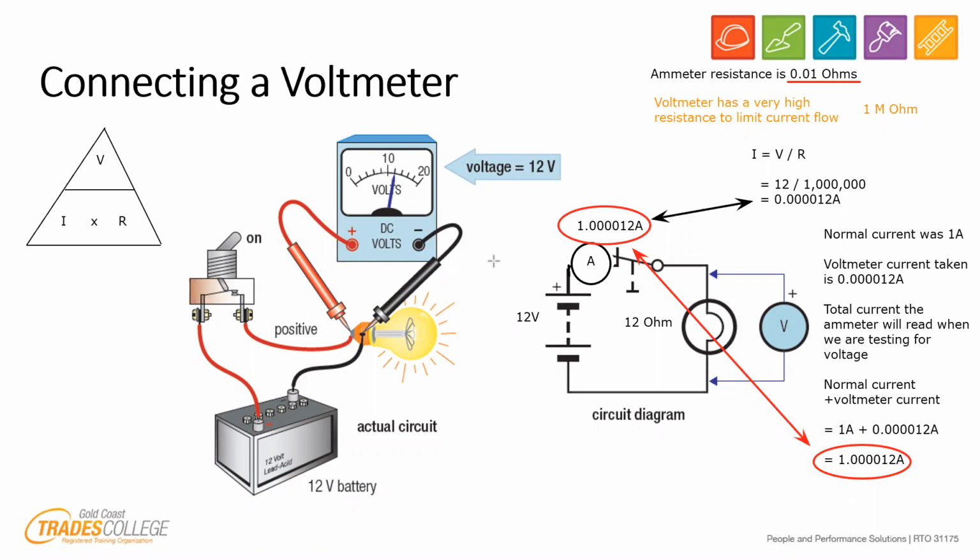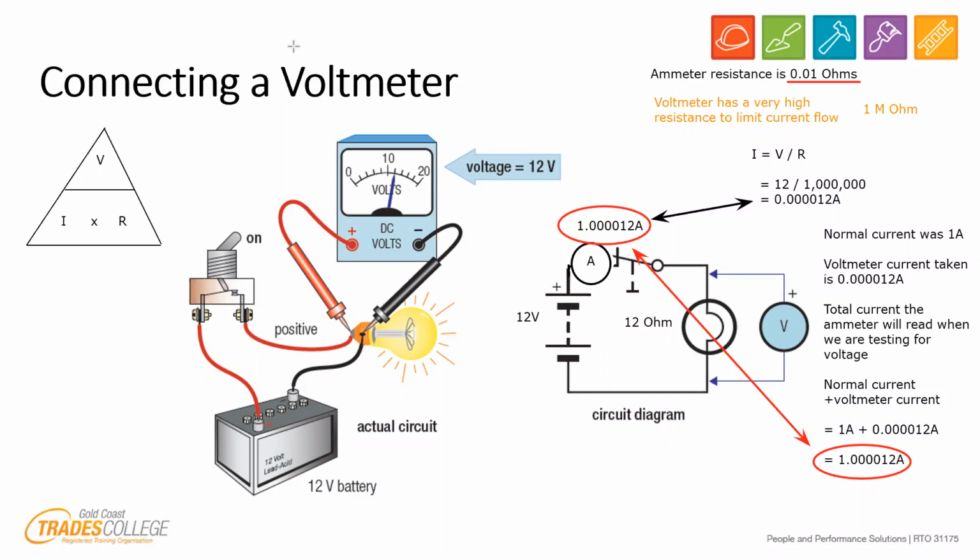That should be pretty straightforward, guys. When we test for voltage, the circuit is going to slightly increase in current. You wouldn't notice unless you've got an ammeter reading that. Obviously, as soon as I remove my voltmeter, my current will go back to 1 amp, which it was when it was correct. All right, beautiful. So that should help us with why the voltmeter has a high resistance, to stop current flowing through it, or to limit current flow, to make sure it's as small as possible.